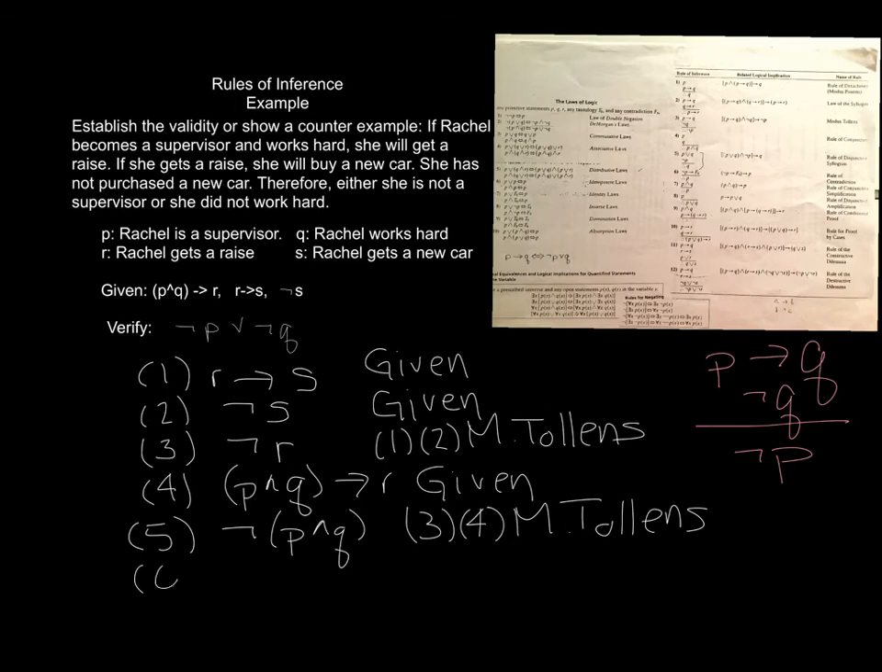So then my last step, I am going to do not P or not Q, and this is De Morgan's law. Not a rule of inference, but from our laws of logic. So again, it's kind of like distributing the negative, but your ands must become ors. So now I have verified what I wanted to prove.